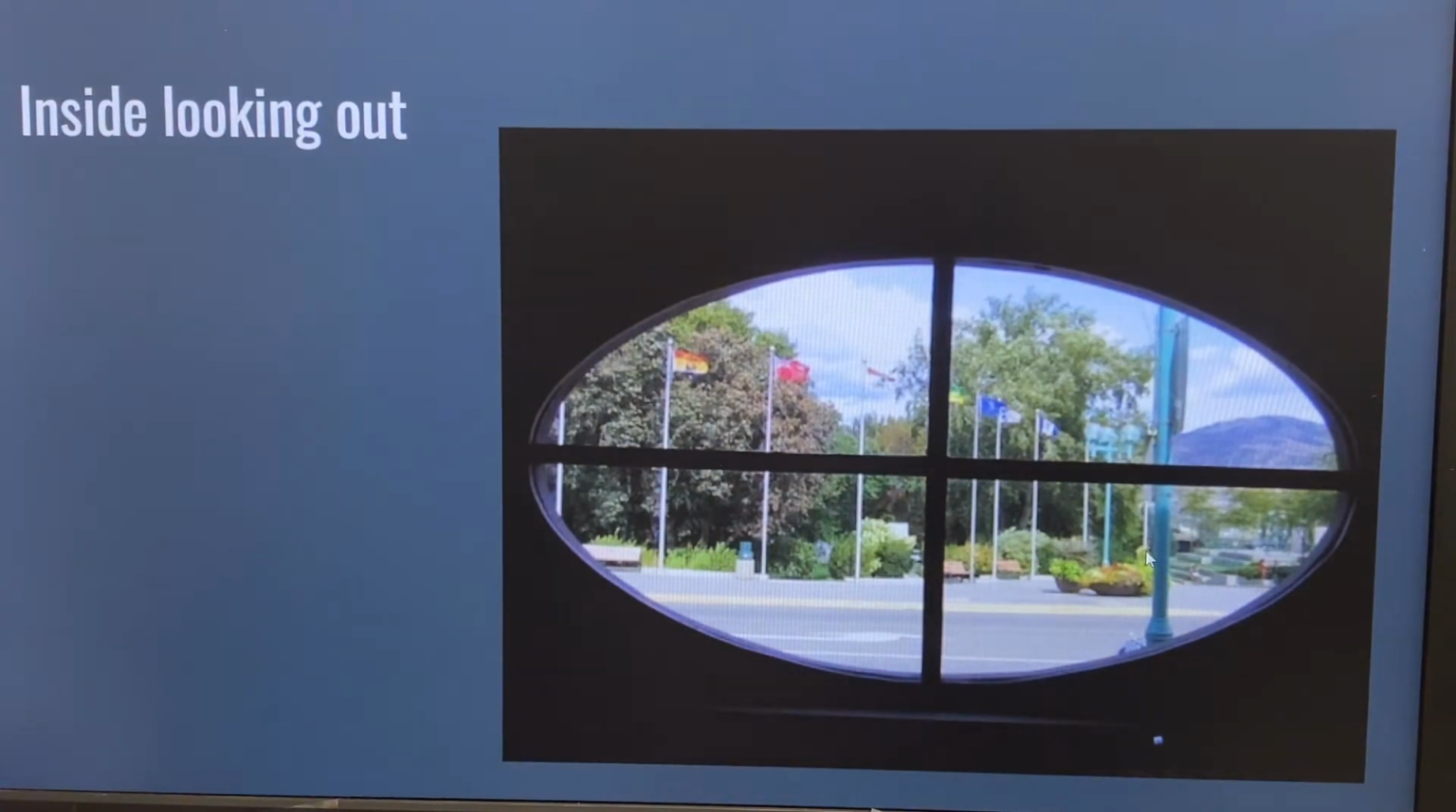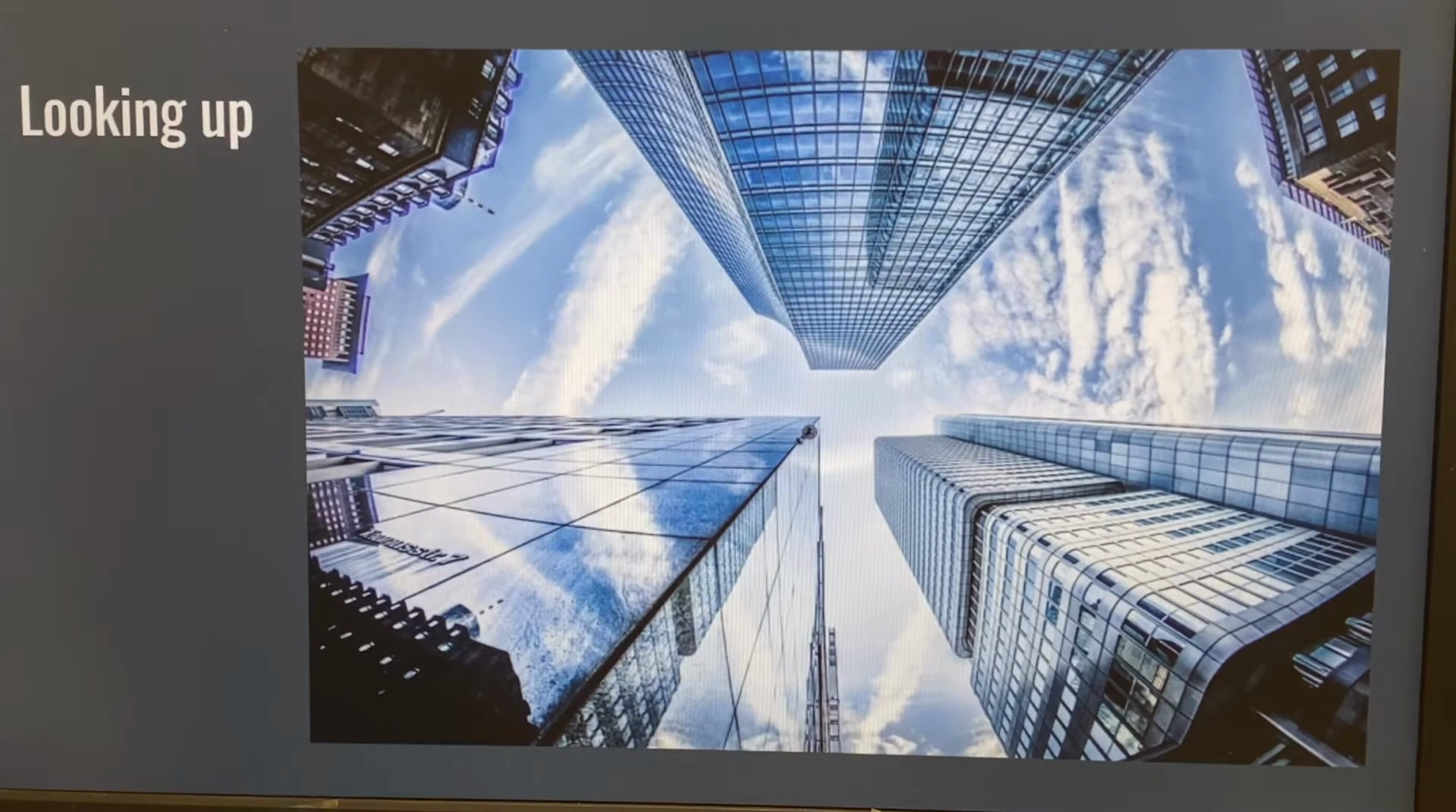Here's a different style window that's an oval, and we can tell that we are looking out towards the outside, and we see the road, some trees and flagpoles. This is a super fun perspective to look at.